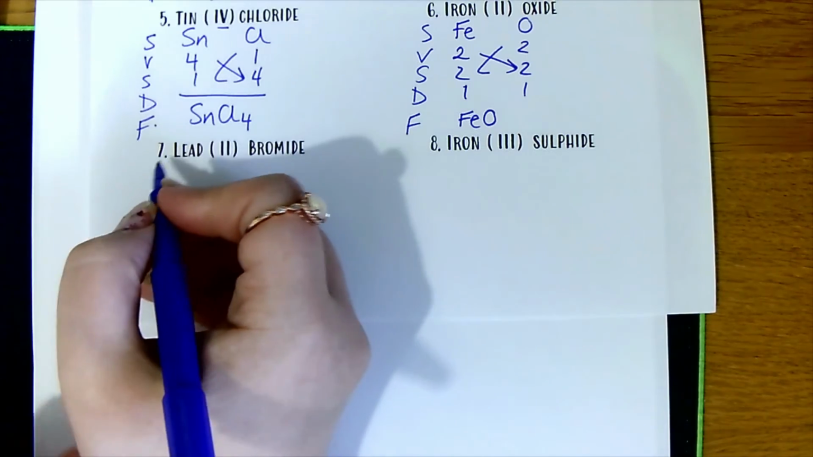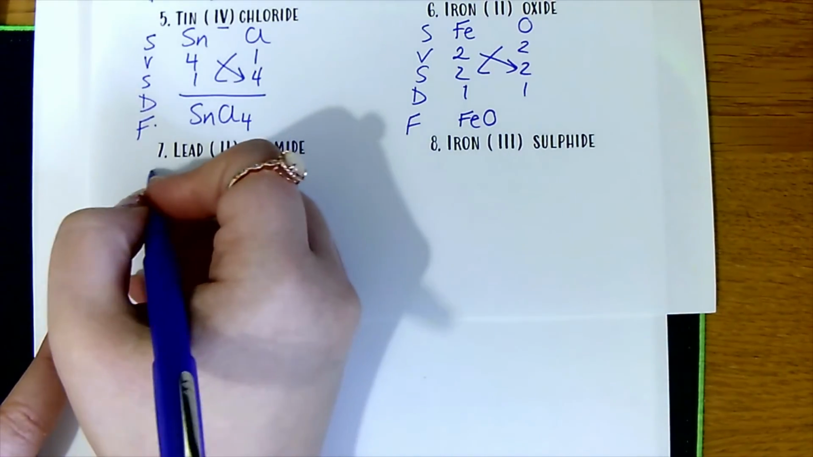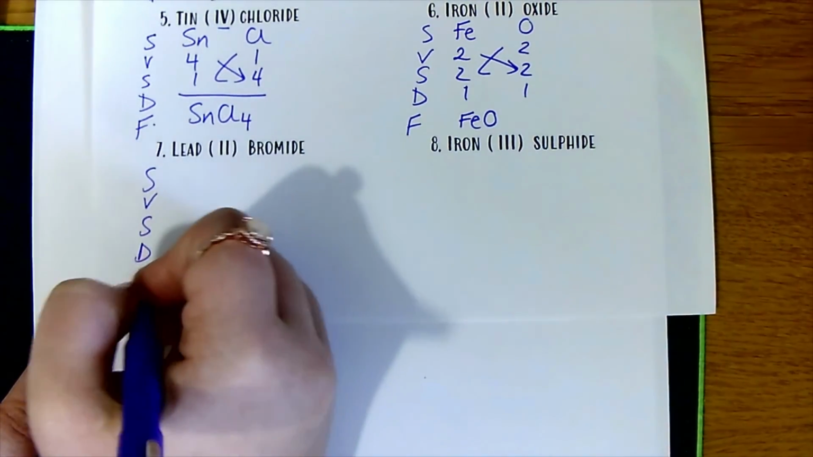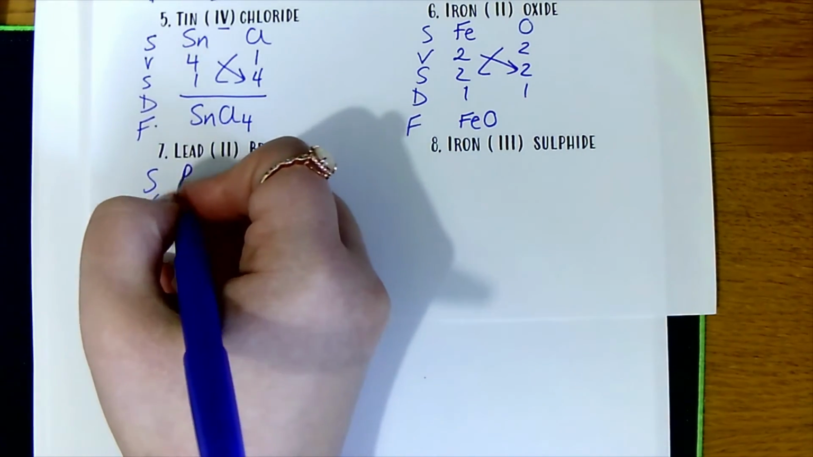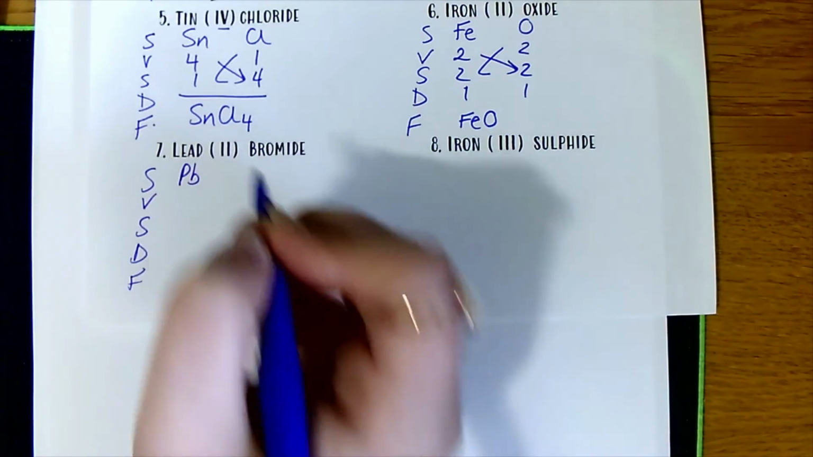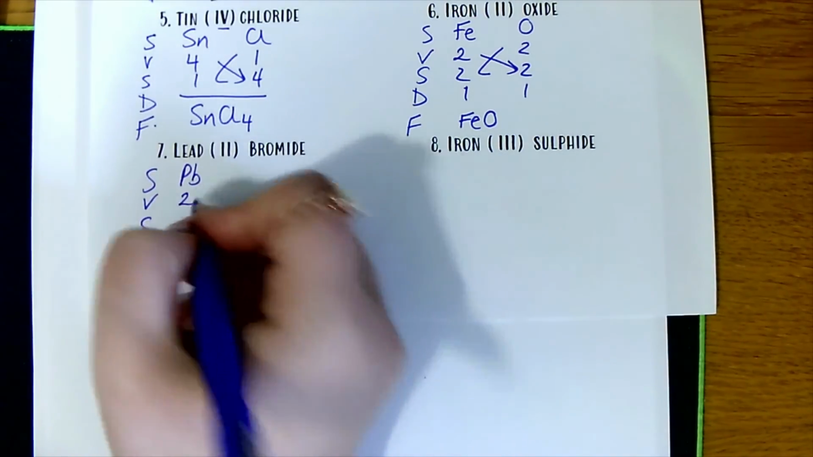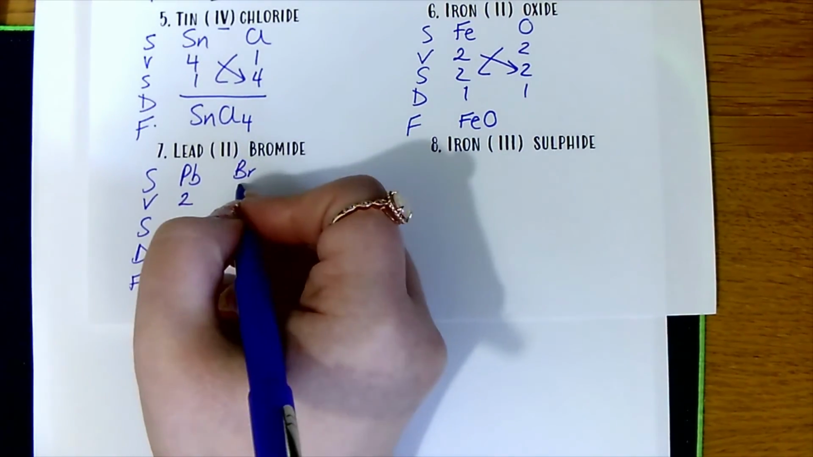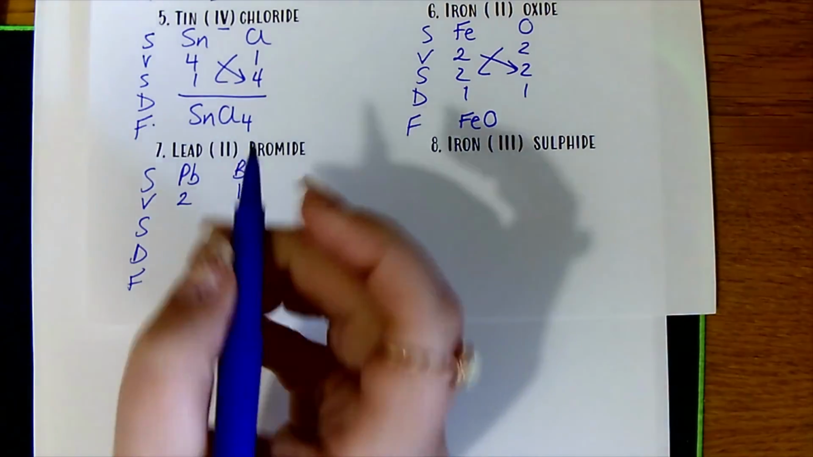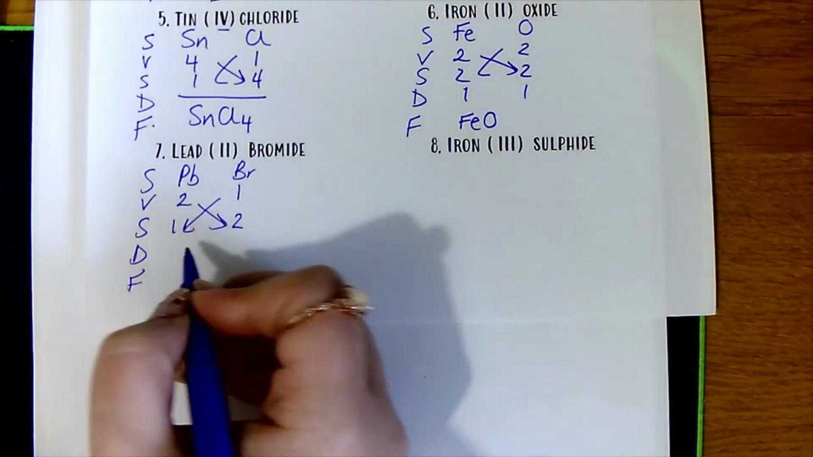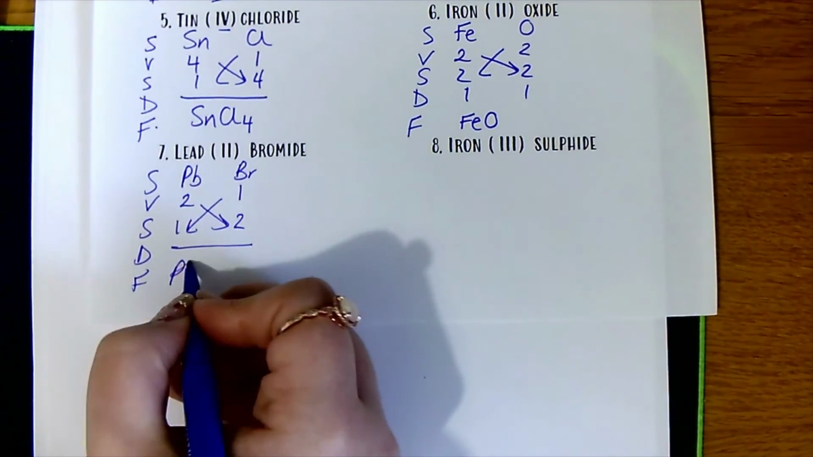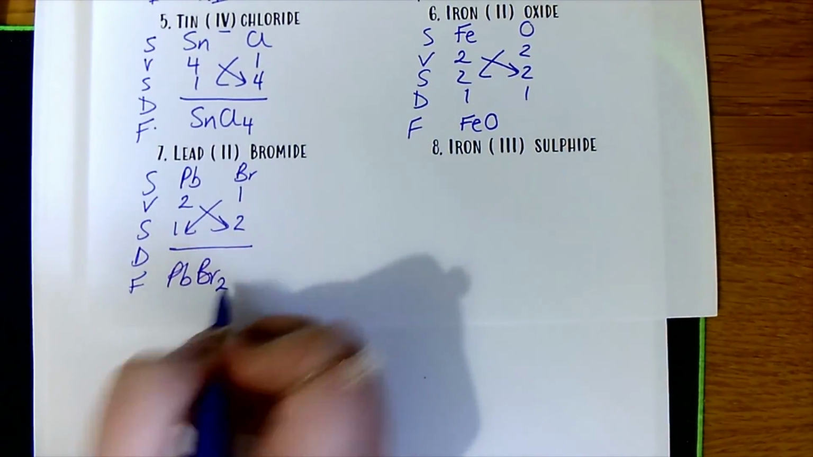Moving on to example 7, lead bromide. Be careful that you're not caught out with your symbols here. Lead's element symbol is Pb, our valency is 2, bromine is Br, group 7, valency of 1. Cannot divide, so we have PbBr2.